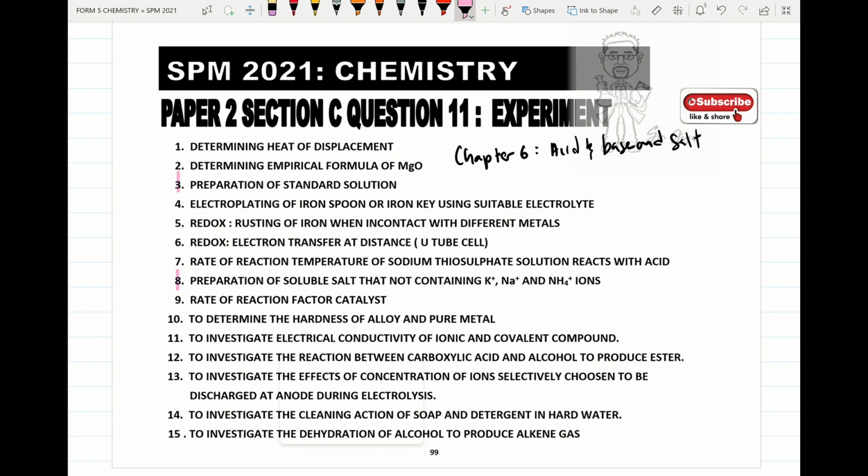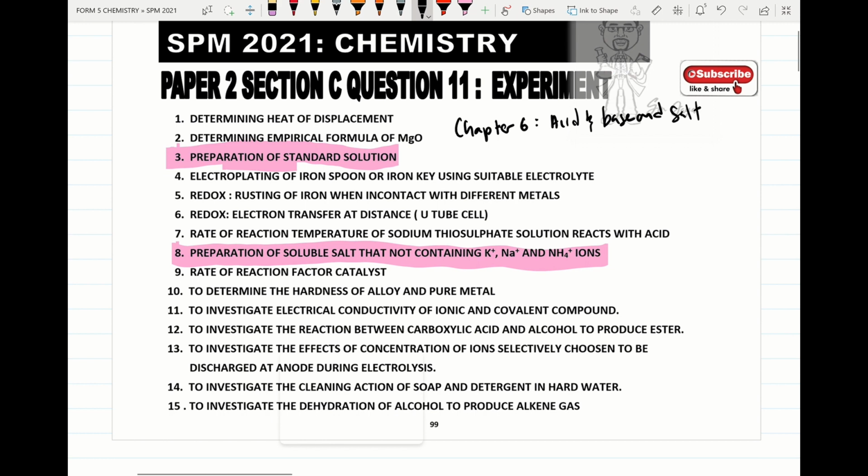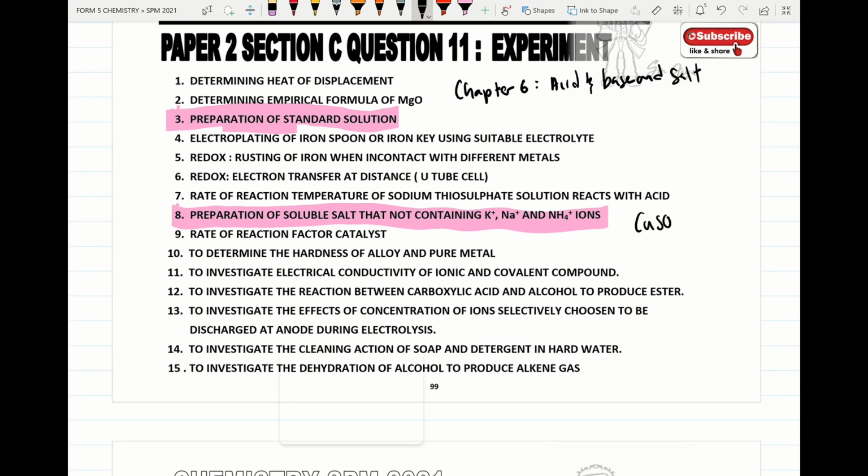So the experimental essay expected this year will be preparation of standard solution and also preparation of soluble salt that does not contain K and N ion. For example, copper(II) sulfate is a soluble salt, zinc sulfate is a soluble salt, magnesium chloride or magnesium sulfate. All these are known as soluble salts that do not contain K and N ion.